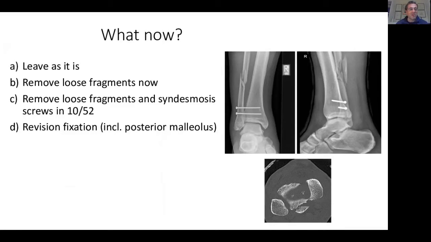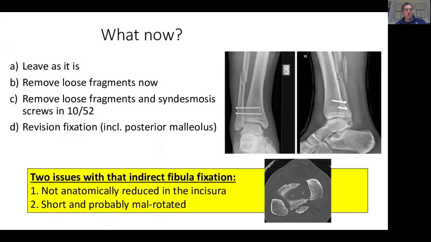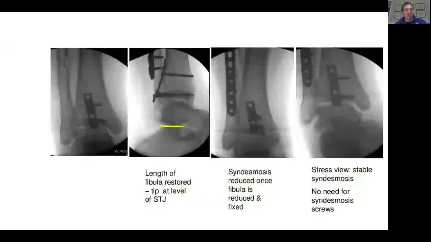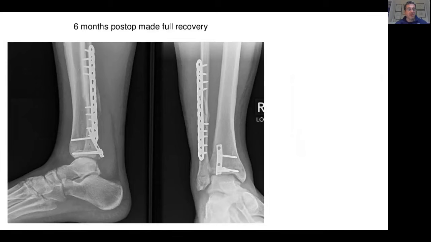So should we leave it as it is? Remove the loose fragments only, or wait till 10 weeks to remove the screws as well, or proceed to revision fixation? I think here you should do something for the non-anatomically reduced fibula, which is short and malrotated. That is essential. And this is not easy surgery. You fix the posterior malleolus, and once you bring the fibula out to length and the correct rotation, the fibula has reduced within the incisura, and this patient had a very good outcome.